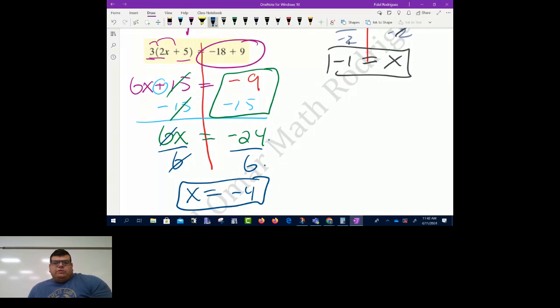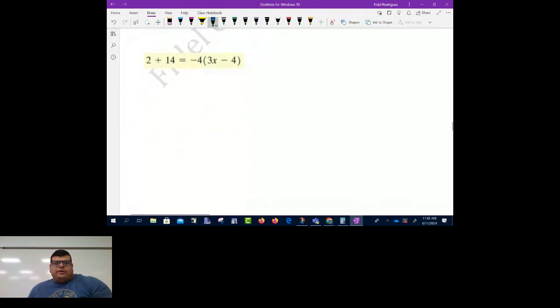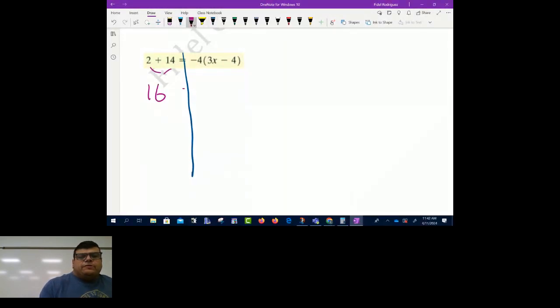Let me scroll down just a little bit more and see what else we got here, okay? First thing I'm going to do, draw my line going straight down. Right here, 2 plus 4, 16, okay? Right here, 1 and 2. Negative 4 times 3, negative 12. Negative 4 times another negative 4 is actually a positive 16, okay?